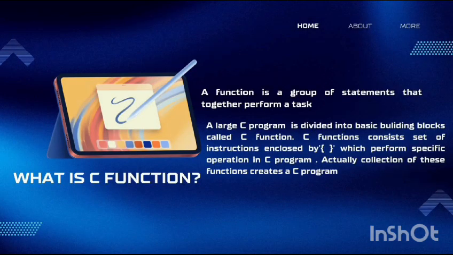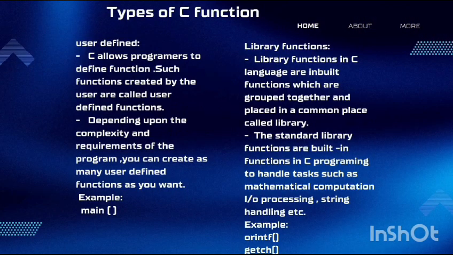Now I am going to discuss what a C function is. A function is a group of statements that together perform a task. A large C program is divided into basic building blocks called C functions. A C function consists of a set of instructions enclosed by curly braces which perform a specific operation in a C program. Actually, a collection of these functions creates a C program. Functions are common across programming languages for a couple of reasons. This will be continued with types of C function.